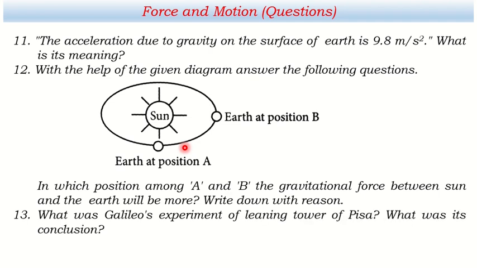Okay, next, what was Galileo's experiment at the Leaning Tower of Pisa? What was its conclusion? You have to write 2 points. One point, what is the experiment? Another point, what is its conclusion? Okay, now next, define weight in terms of measurement. Weight means what? The force of attraction of the earth acting on a body is the weight of that body. But here we are not writing the same definition, because we have to write the definition which is told in terms of measurement.